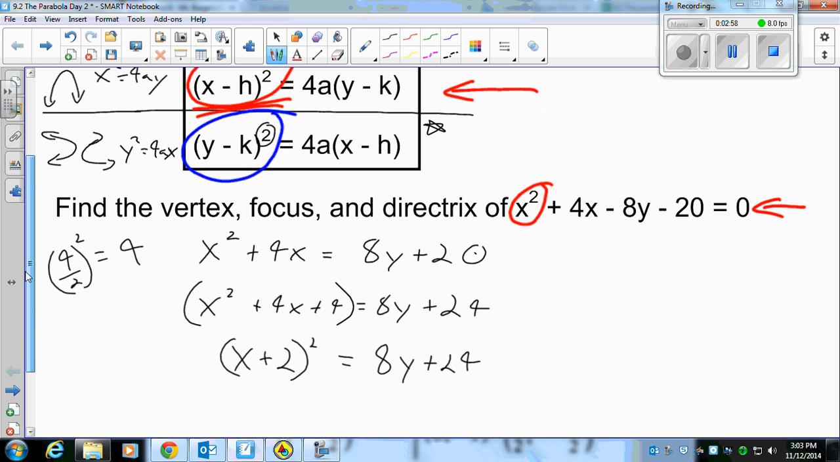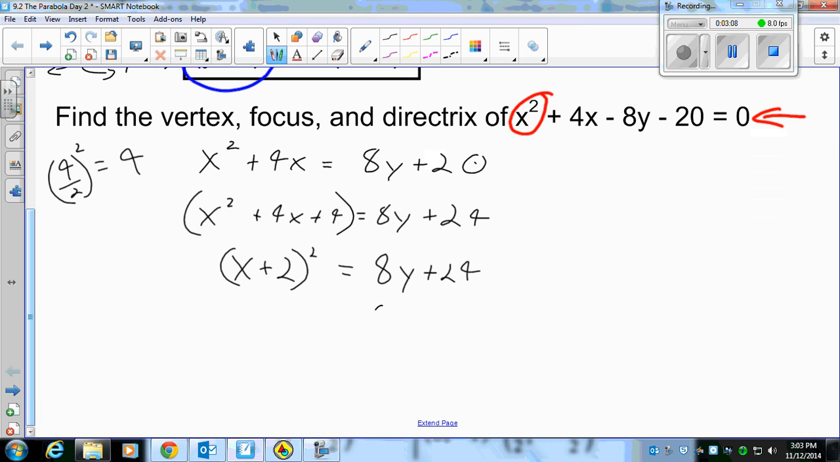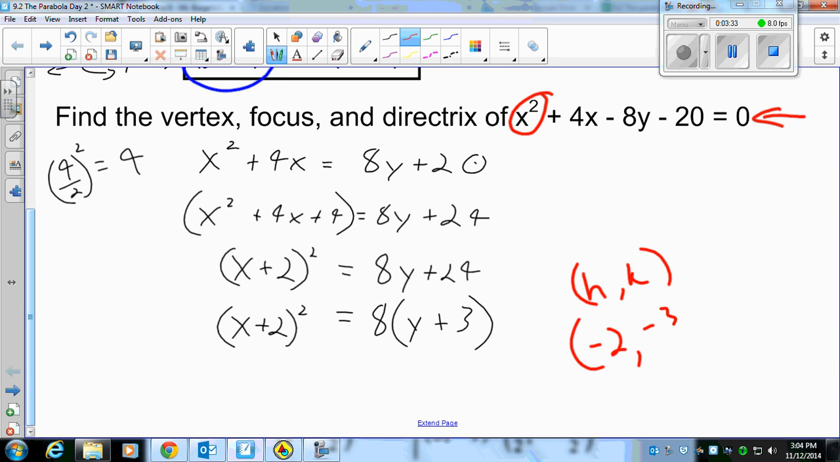At this point, my goal is to get y by itself. To do that, you just factor out the coefficient in front of y. So I factor out 8, and I get y plus 3, because 24 divided by 8 is 3. Now I have my equation in standard form, so I can identify my center: h is negative 2 and k is negative 3.